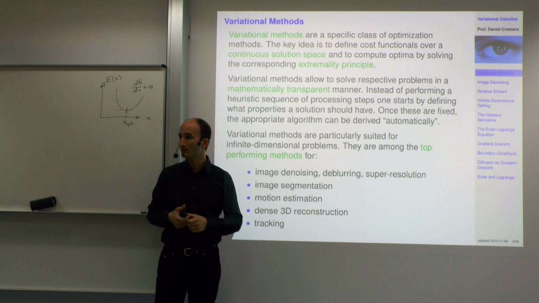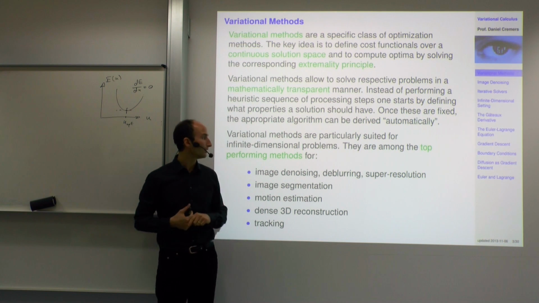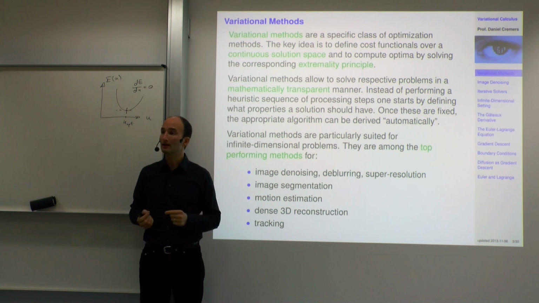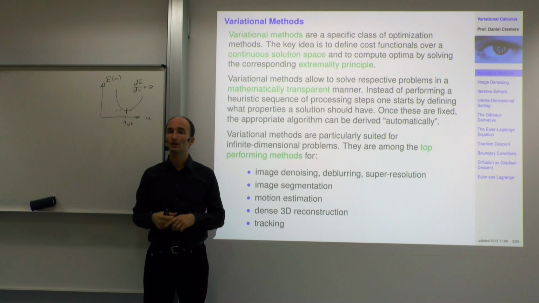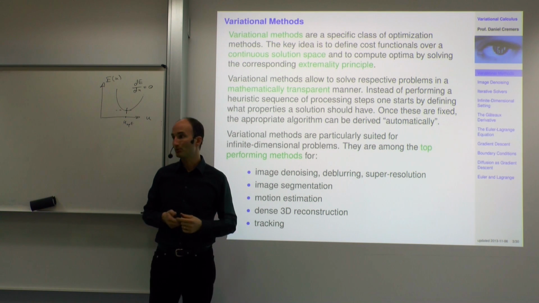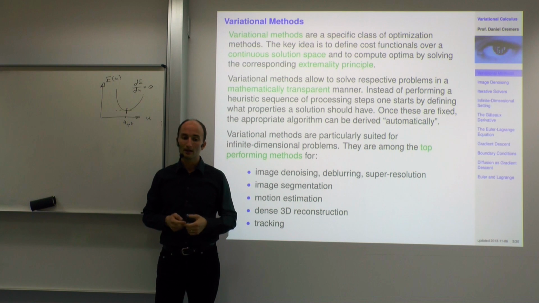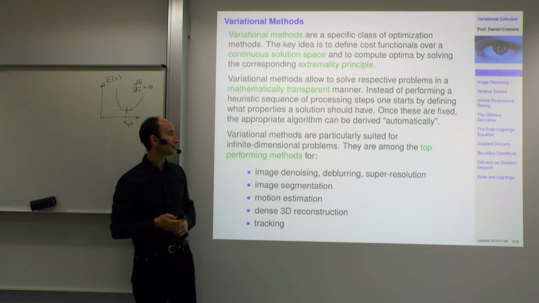So many problems in vision can be solved by variational methods, but not only that, it turns out the variational calculus is one of the top performing approaches to get the best results to these kinds of problems.